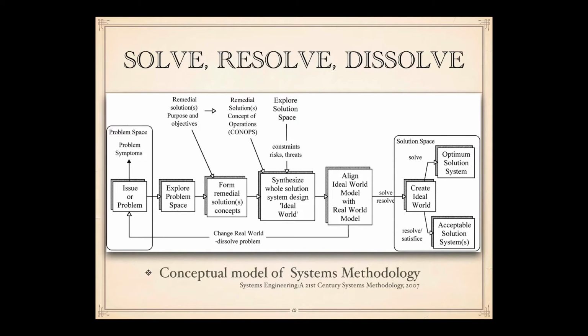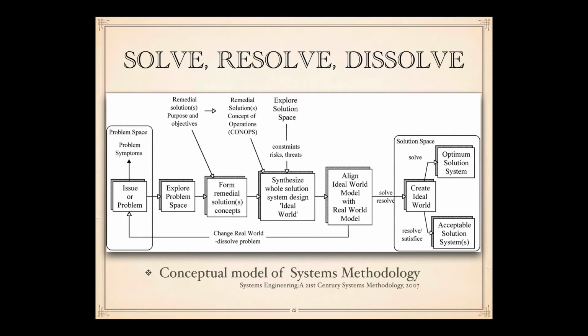So the idea here is to use the problem symptoms to create some ideal world design, which is then compared with the real world model, which we know because we know about the problems. Now, the ideal world has no problems, the real world does, and by comparing the two, one can see the difference between them, and from that you can create an ideal world solution, which would be an optimum solution system if you're solving the problem, or an acceptable solution system if you're resolving the problem, or satisficing, to use the jargon term. There is a third approach, as you can see at the bottom of the diagram there.